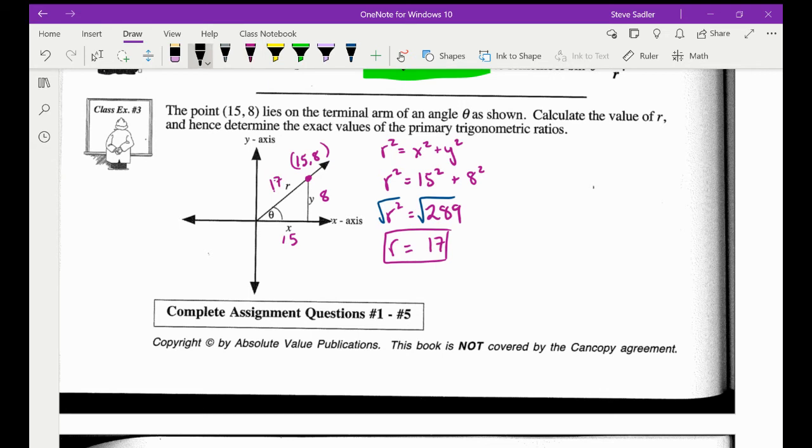Now what we can do is we can do our sine ratio, our cos ratio, and our tan ratio, because now we know all the values. So we know sine is going to be y over r, which is going to be 8 over 17. Cos is going to be x over r, which will be 15 over 17. And tan will be y over x, which will be 8 over 15.